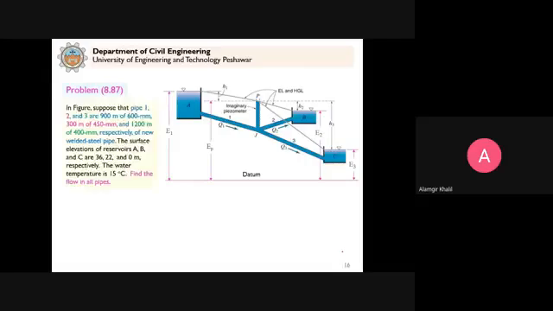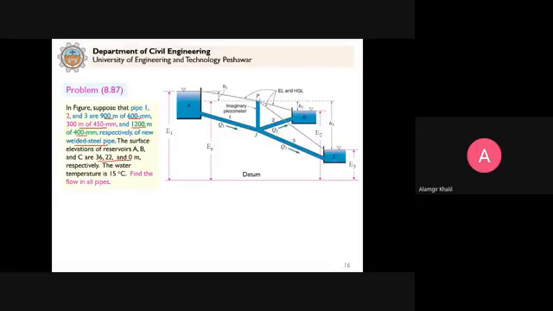Now let us solve a problem. In this case, again we have branching of pipes. So in this case, the pipe lengths and diameters are given, for 3 pipes, and the pipe material is given: welded steel pipe. The surface elevations of the 3 reservoirs are given.